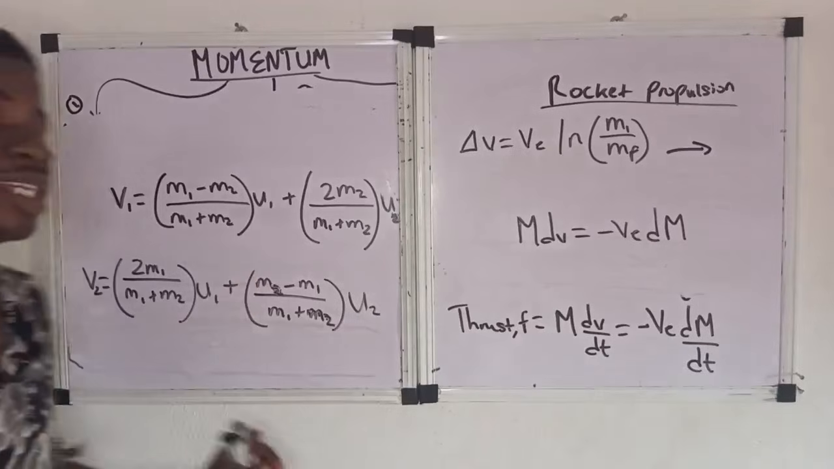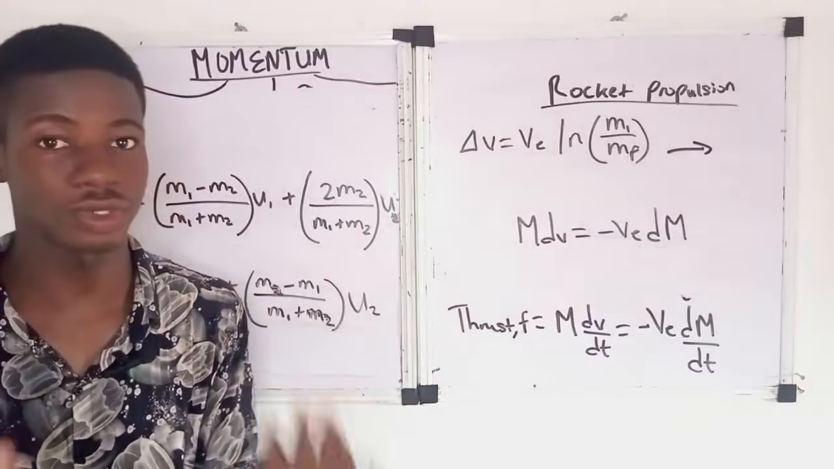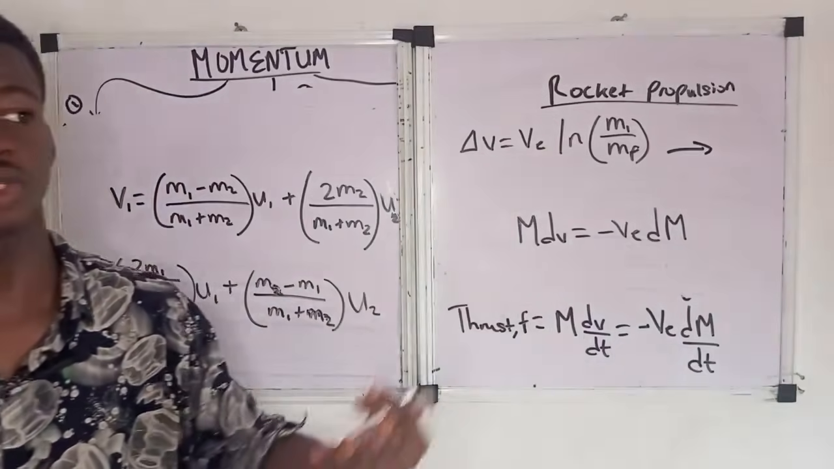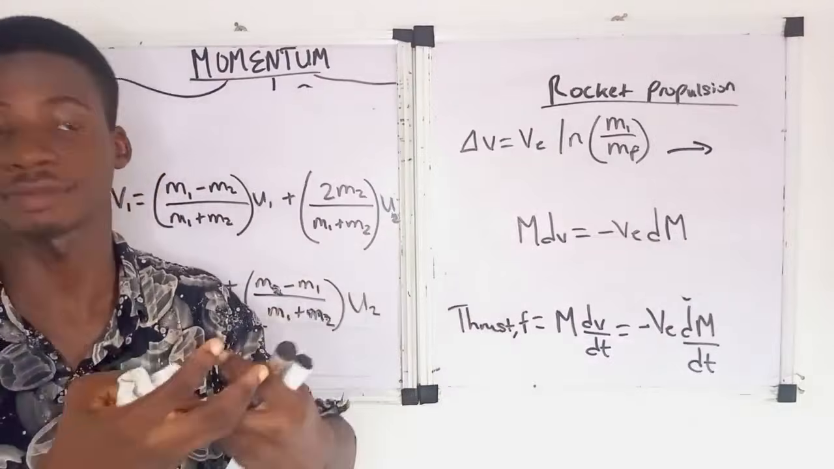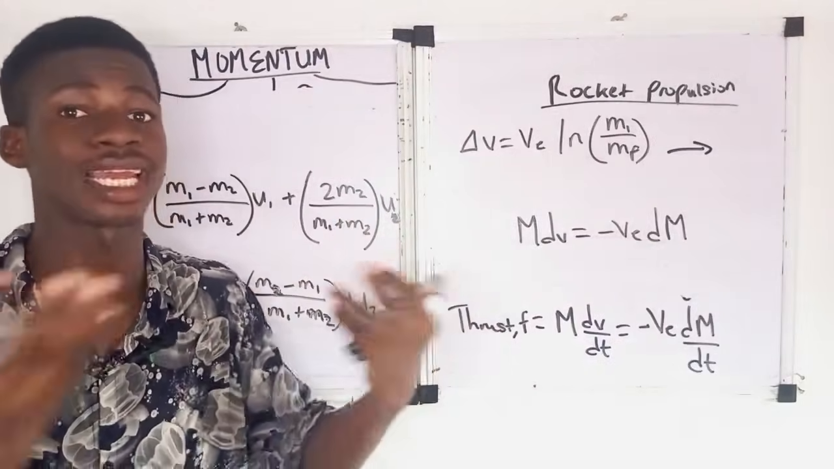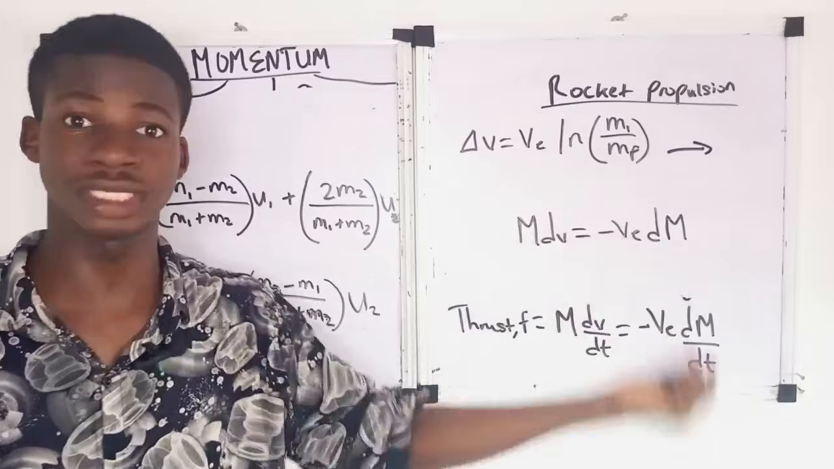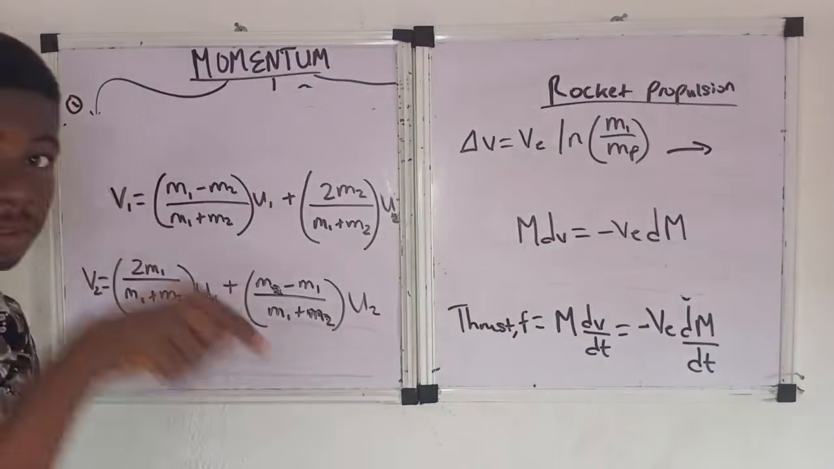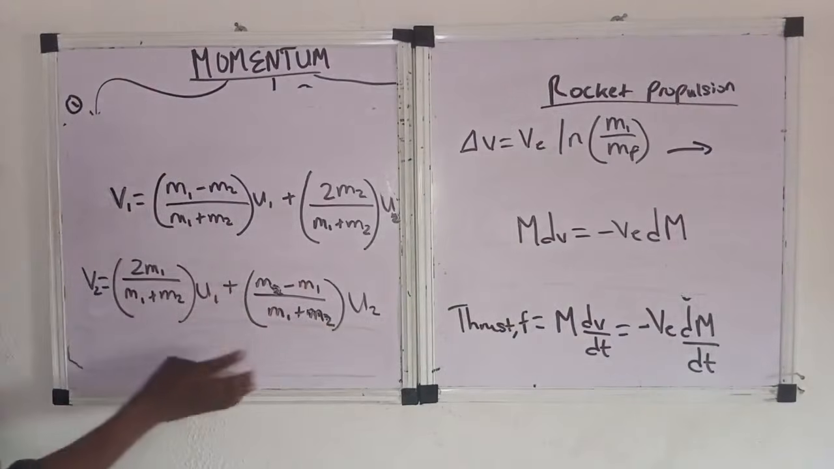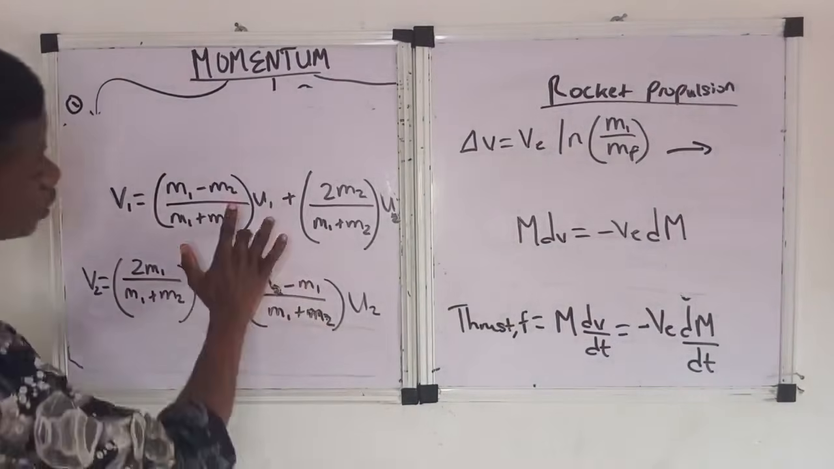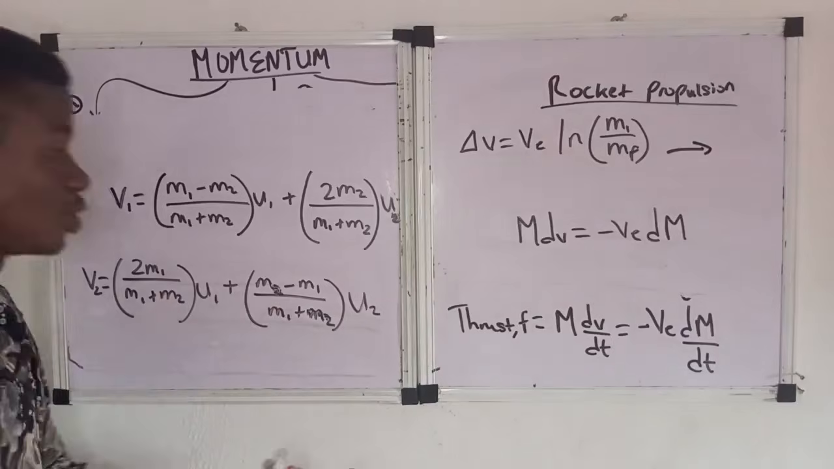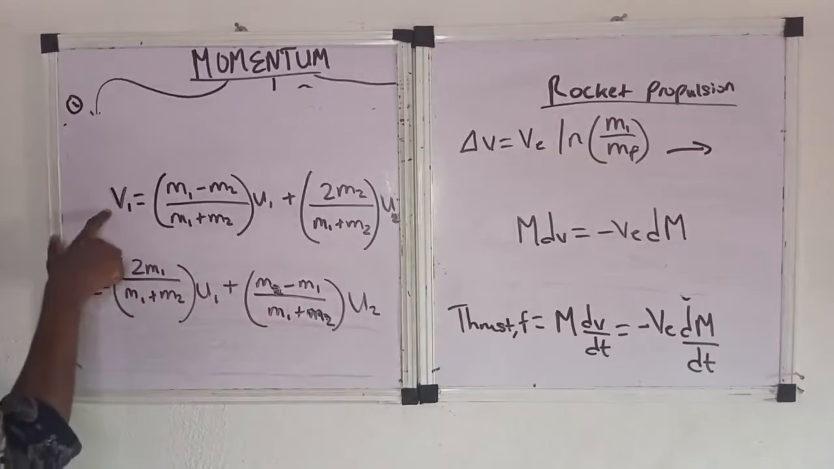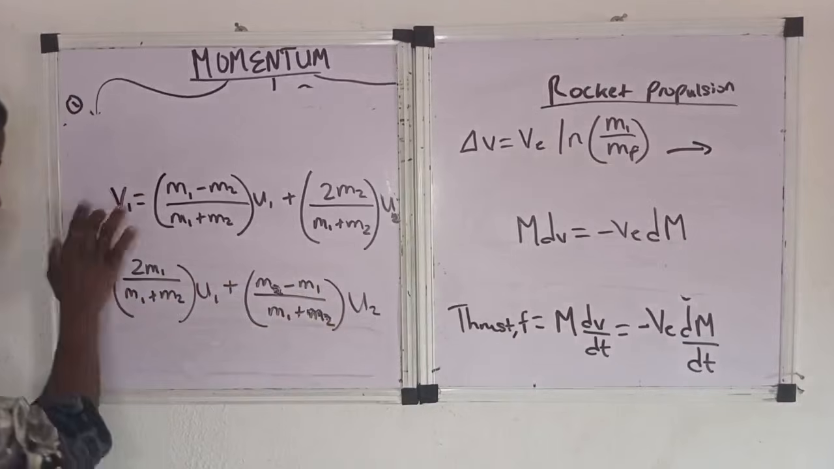These two formulas are used under elastic collision, for example when they say two bodies collide and undergo an elastic collision, calculate their final velocity. So this v1 is used to calculate the final velocity of the first body, and this v2 is used to calculate the final velocity of the second body. These are the two equations you need to use when they ask you to calculate the final velocity of the bodies, v1 and v2.